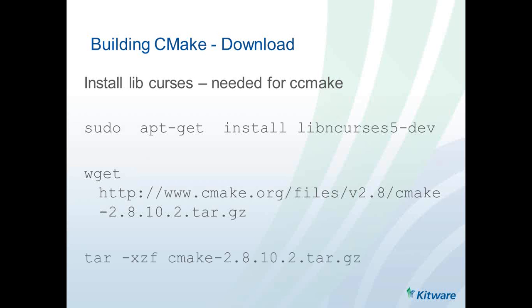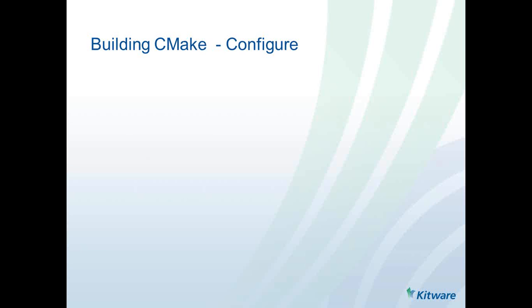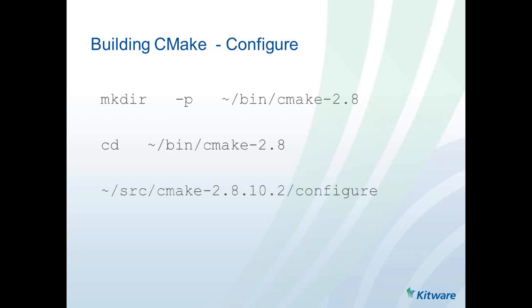And once you get this file, then you expand it with the standard Linux tar command, and that should create a source directory for CMake. Then you go and create the binary directory where we're going to build it, enter into the directory, and run configure. So it's exactly the same process that you would have used in a Linux machine, or actually even in a Mac.